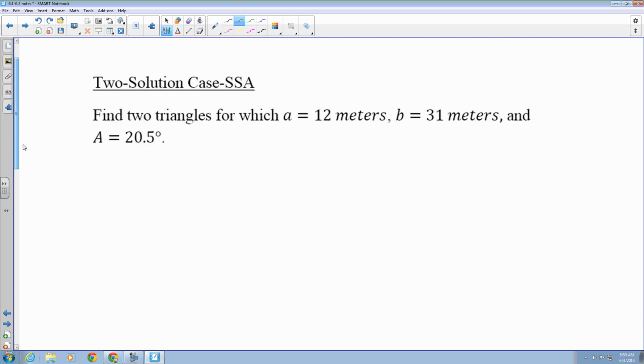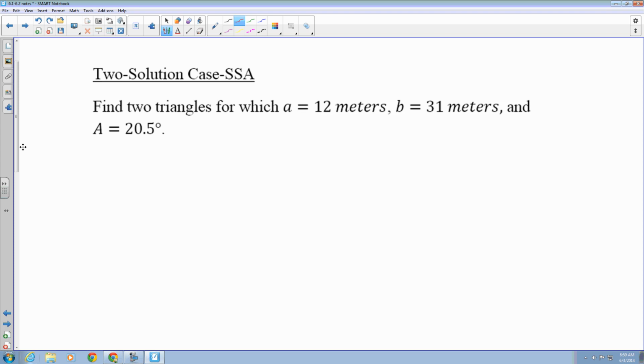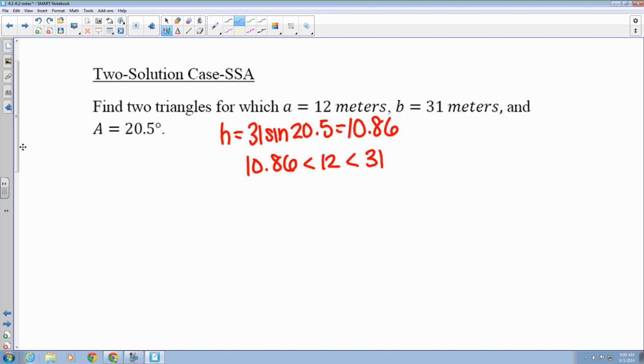Okay, I think the trickiest kind of case is this two solution case. So we'll work through this nice and slow. Find two triangles for which A is 12, B is 31, and A is 20.5 degrees. So I'm going to know for a fact that this is two solution by finding my H, which is 10.86. My height, 10.86, is less than A, which is less than B. So I know that we have two solutions.